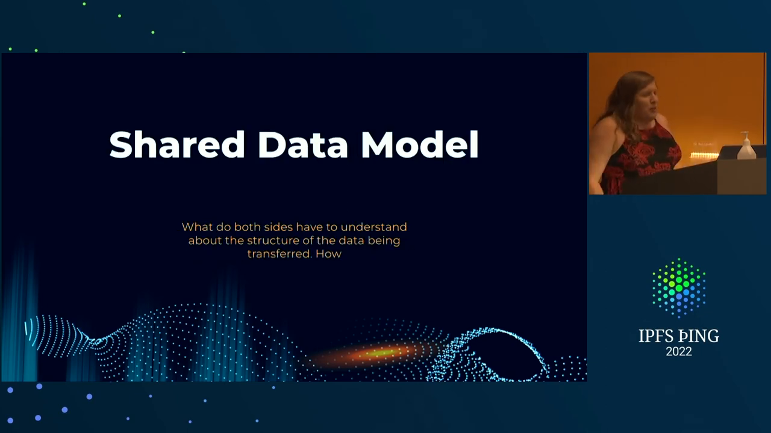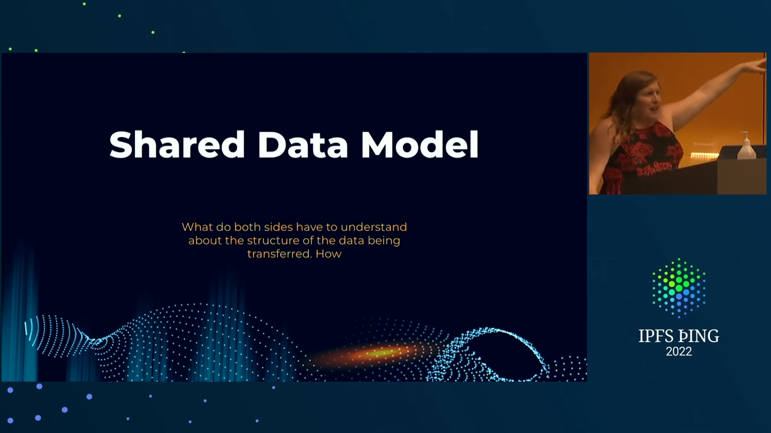Shared data model. I think this is one of the most interesting concepts when you think about a transport protocol: what do both sides have to understand about the data to move it? BitSwap is probably the most straightforward, though possibly sending HTTP CARs is even simpler, because you don't even know they're CARs until the very end. If you're just sending blocks, all you have to know about is that you have bytes that hash to CIDs.